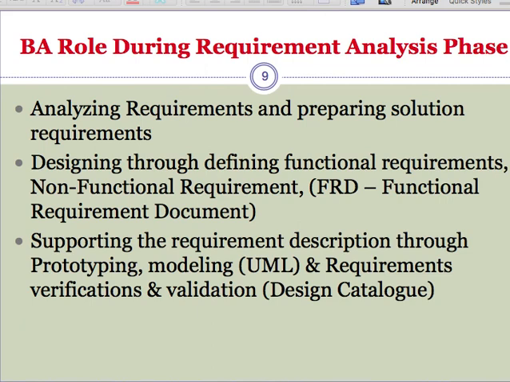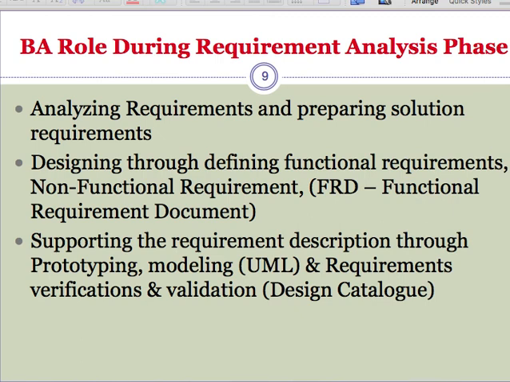Let's see the BA role. The BA will play a key role, that is, analyzing the requirements and preparing the solution requirement. Then designing, defining the solution requirement and non-functional requirement, so that's your solution requirement, and then supporting the requirement description through prototyping, modeling, requirement verification, and validation. So this is how you will be involved. Other than that, there is requirement management, that is, prioritizing and tracing the requirements and connecting the requirements with each other. That's an additional role you will be playing, along with change management. So the BA is responsible for entire requirement analysis and requirement management. That's the key part here.